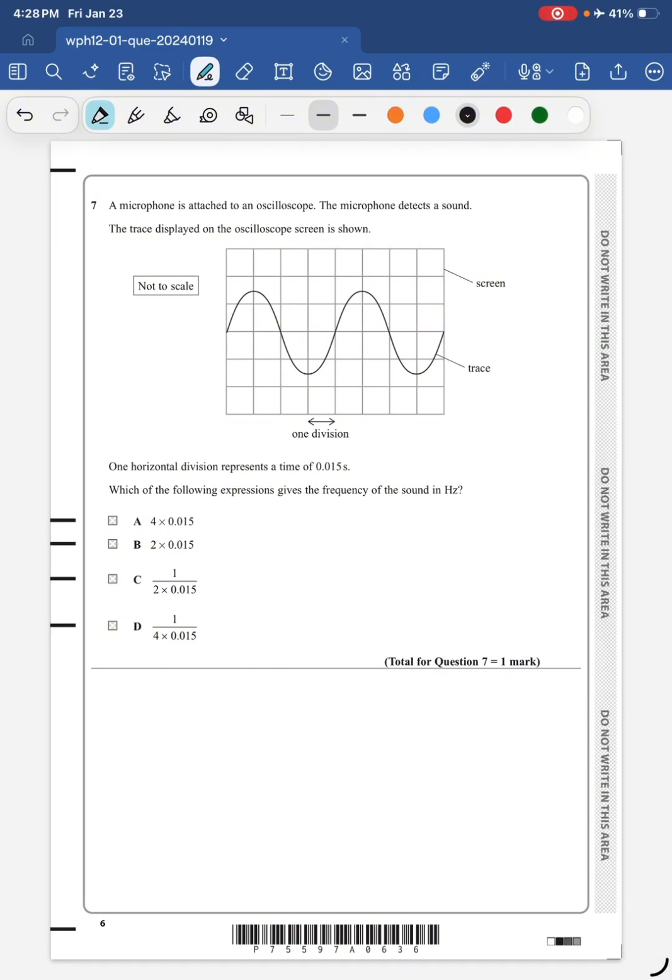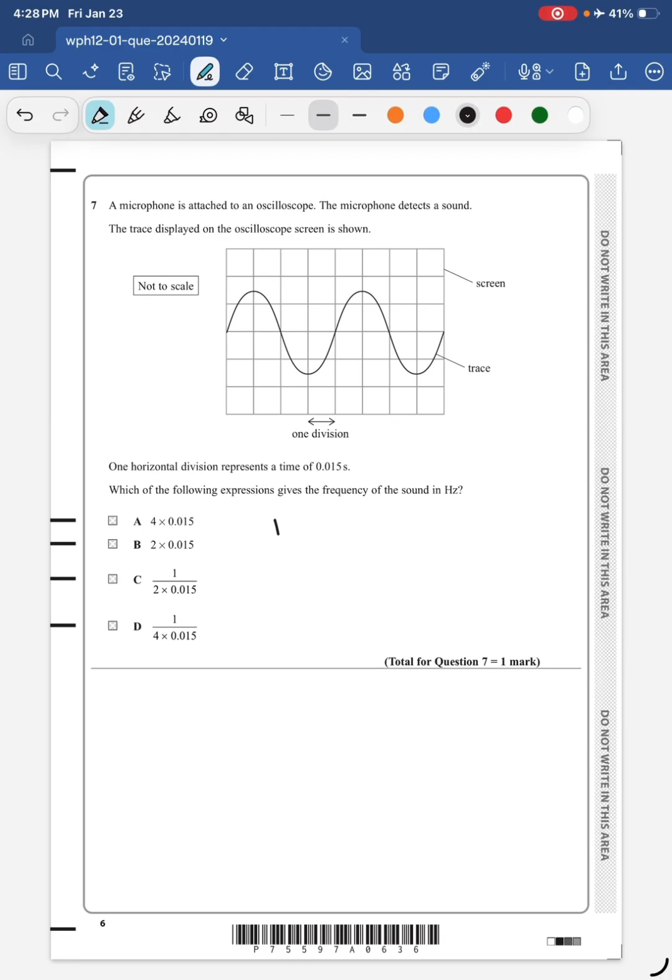So, 7. A microphone is attached to an oscilloscope. The microphone detects a sound. The trace displayed on the oscilloscope screen is shown. One horizontal division represents a time of 0.015 seconds. Which of the following expressions gives the frequency of the sound in hertz?